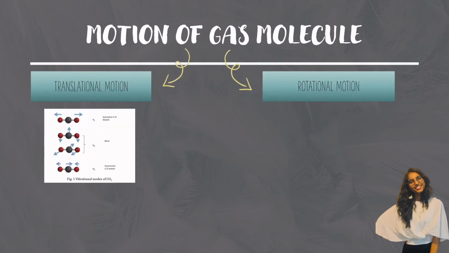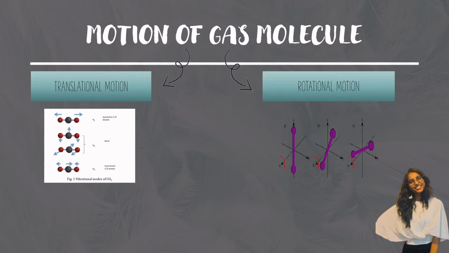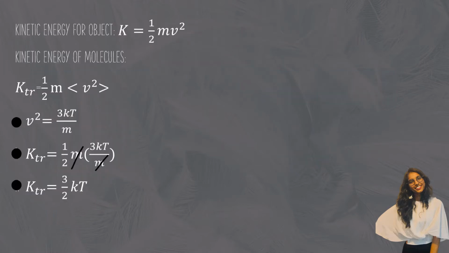Translational motion is a motion in a straight line along x, y and z, but rotational motion is a motion that rotates about the x-axis, y-axis and z-axis. In this case, the moment of inertia for rotational motion is negligible because there are no intermolecular forces between molecules.